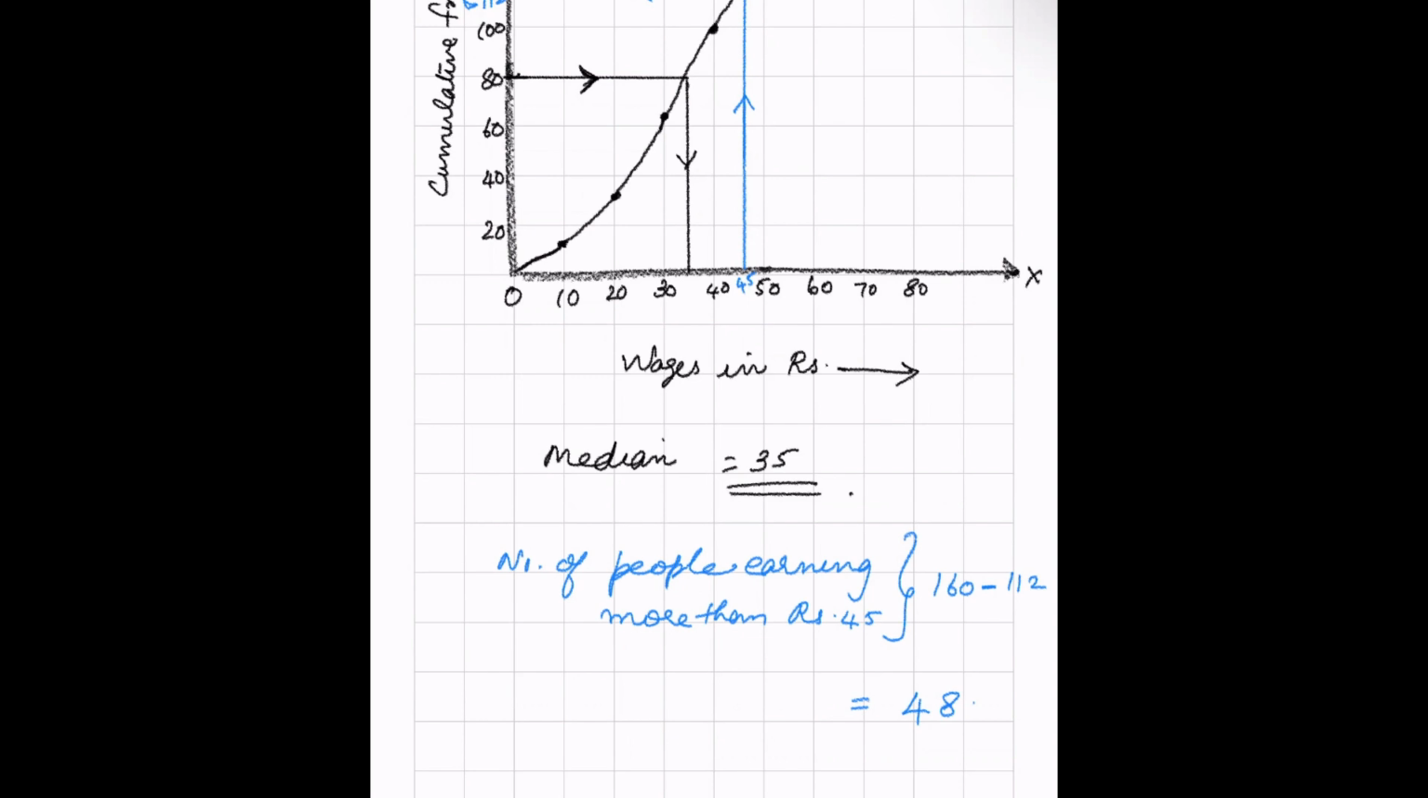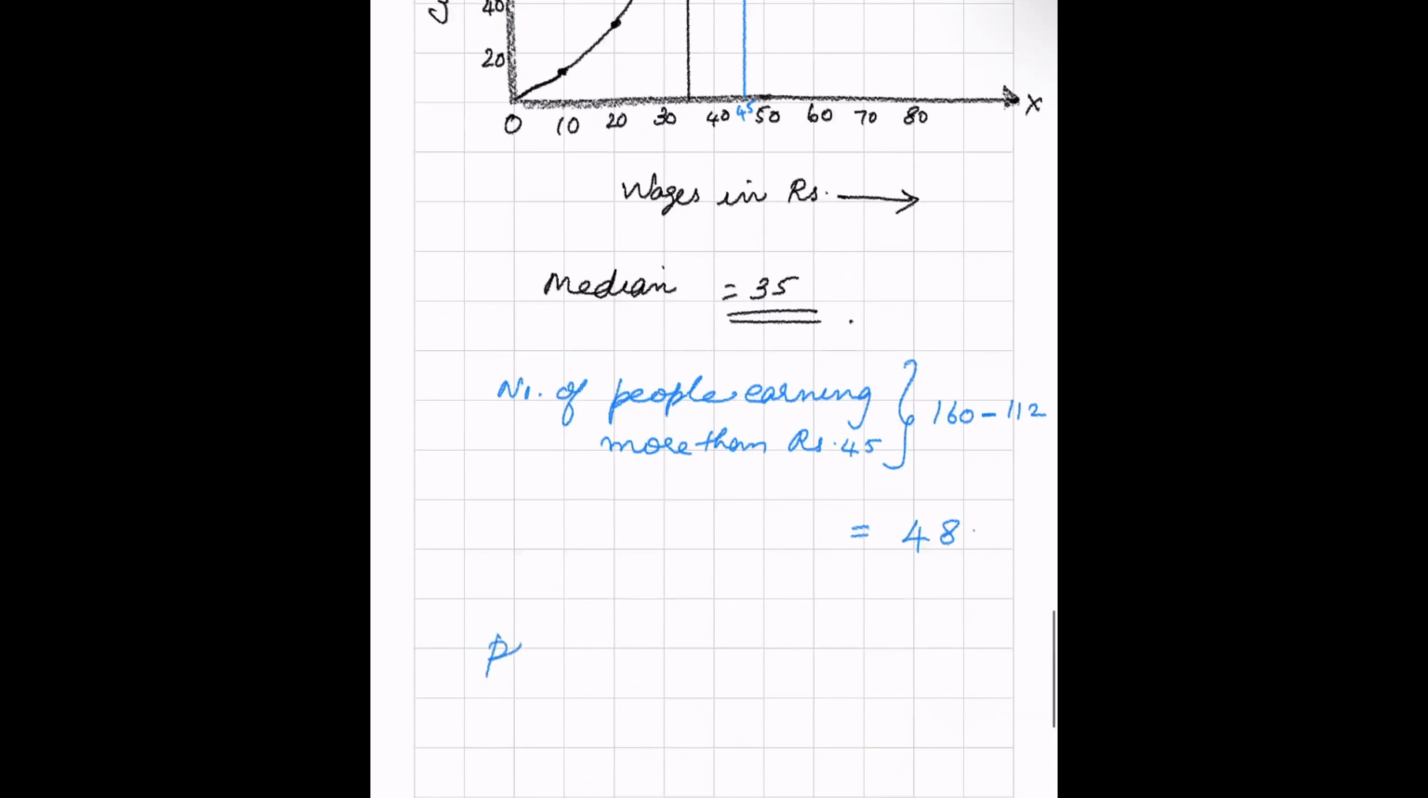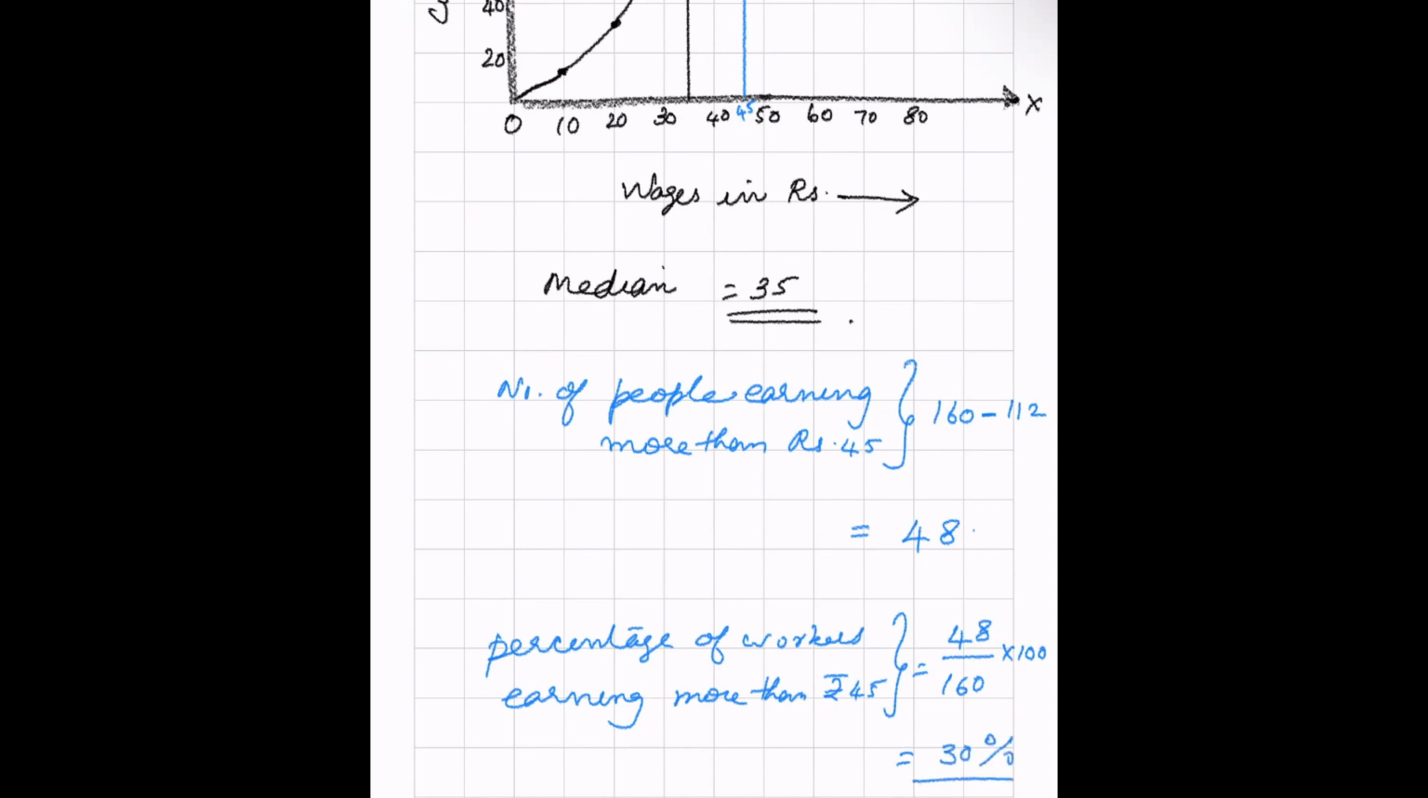Now, what is the percentage of workers who earn more than 45? So how do you calculate the percentage of workers? The percentage of workers earning more than rupees 45 is going to be 48 divided by the total number of workers. How many workers are there? 160 workers, into 100. So 48 by 160 into 100. I think it is 30 percent. So 30 percent is the answer.